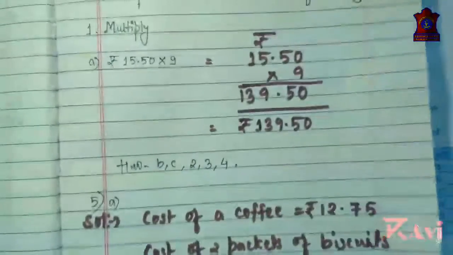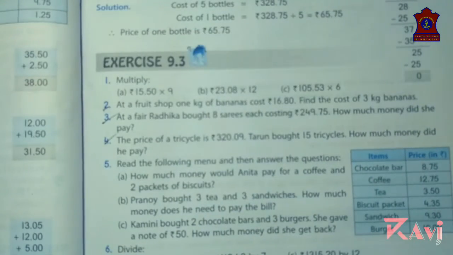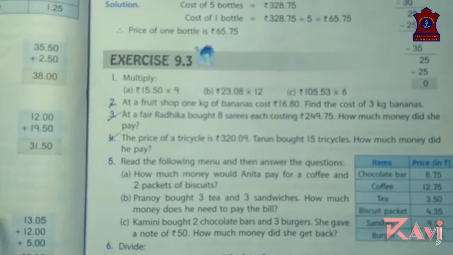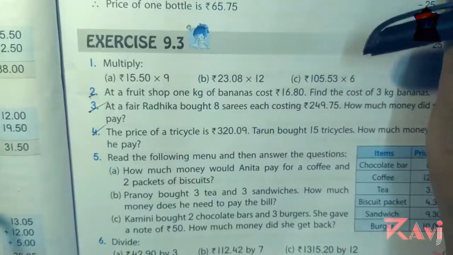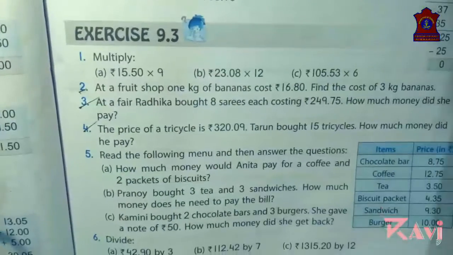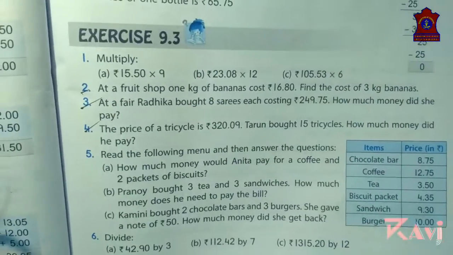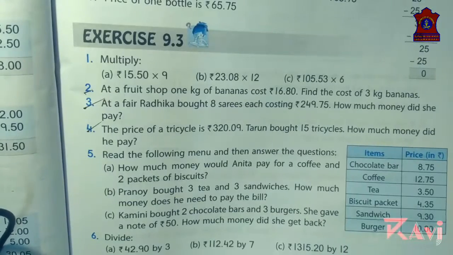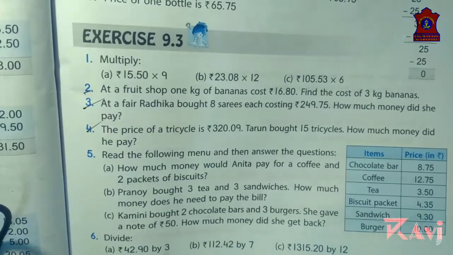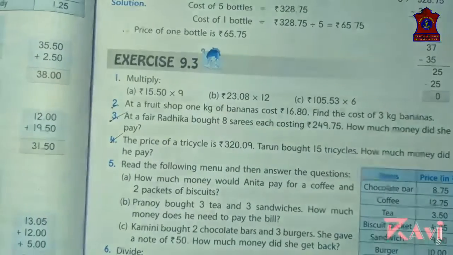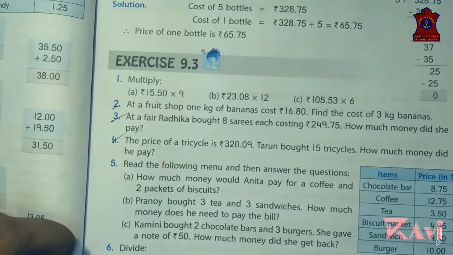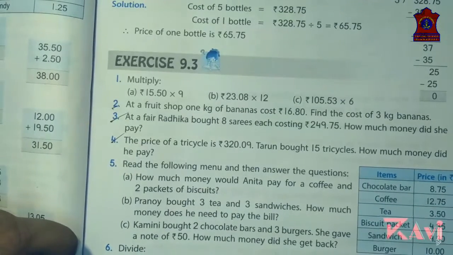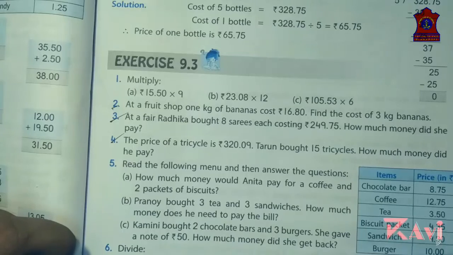Clear? Now let's move to question number 6. In question number 6 it is asking you to divide. Question is asking you to divide rupees 42.90 divided by 3. Clear? Now question number 6, A.